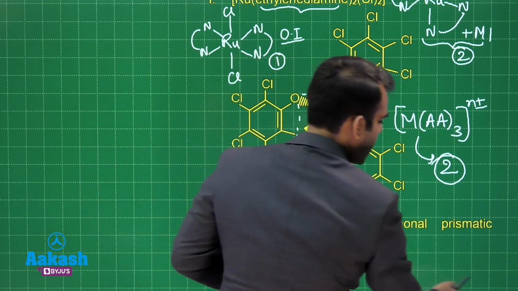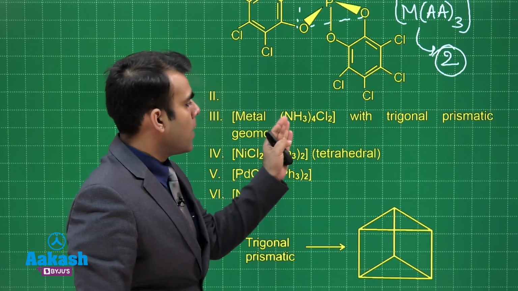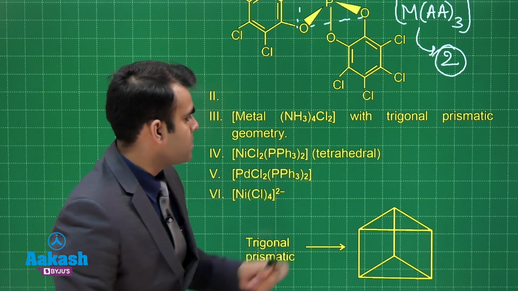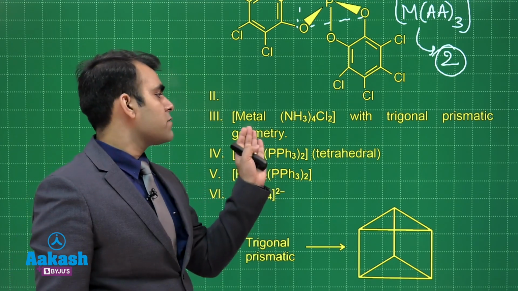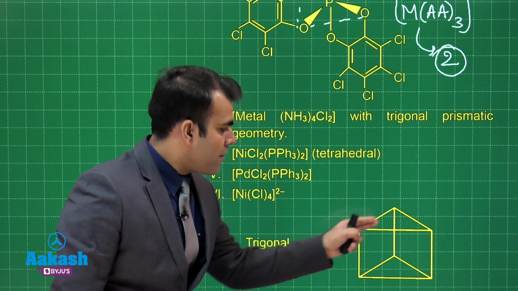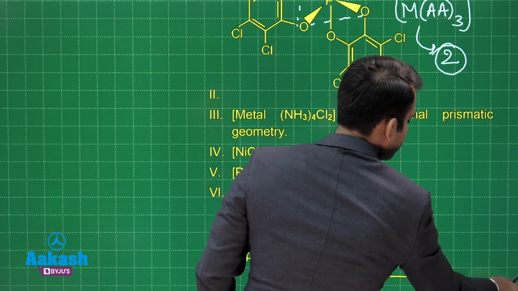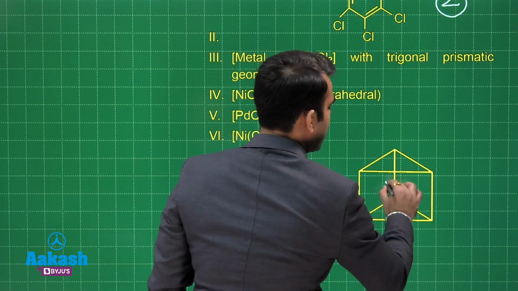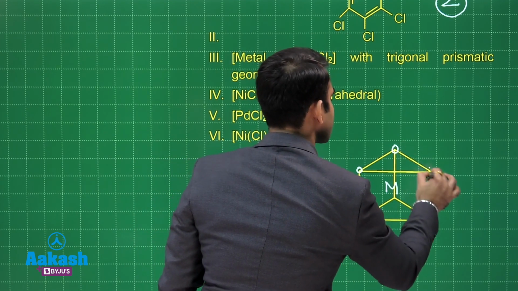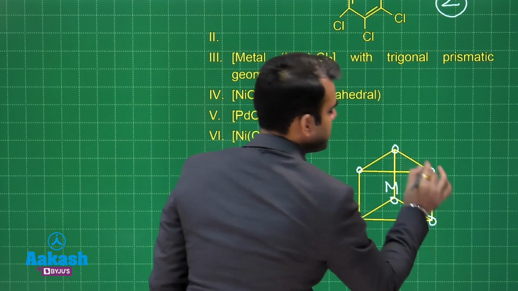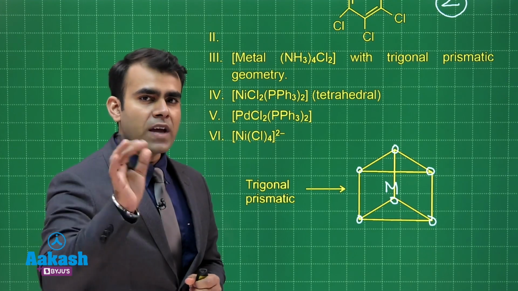Now moving on to the third part. So the third part is M(NH3)4Cl2 with trigonal prismatic geometry. Now this is something interesting. You may not have heard about trigonal prismatic, and if you have heard, a structure has been given also. So in this trigonal prismatic, what we have to assume is that our metal is present in the center and these ligands are present at these 6 corners. Now the thing is we have to place 2 chlorine atoms. So we have different possibilities.